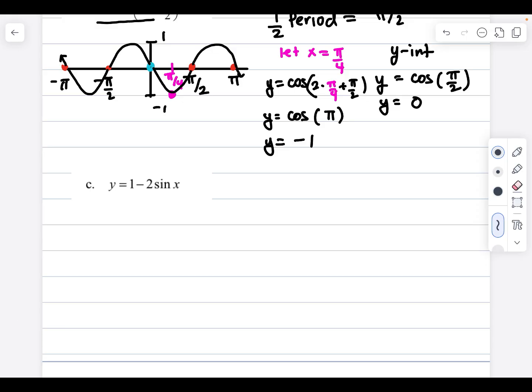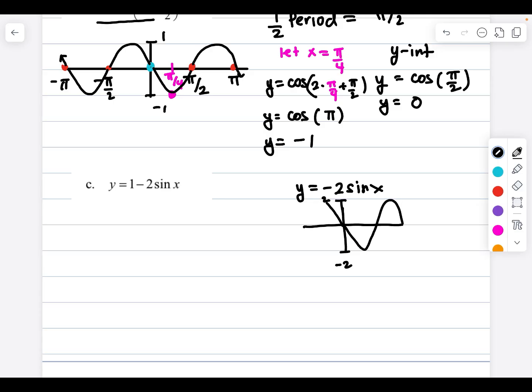Part C. When you see y equals negative 2 sine of x, you should realize that the amplitude is going to be 2. It's going to go up to 2 and down to negative 2. But we also have that vertical reflection. Now, besides those transformations, we're also shifting the graph up 1 unit. So we see 1 minus 2 sine of x. So that 1, we're shifting the graph up 1. So now the max value will be 3, and the minimum will be negative 1.